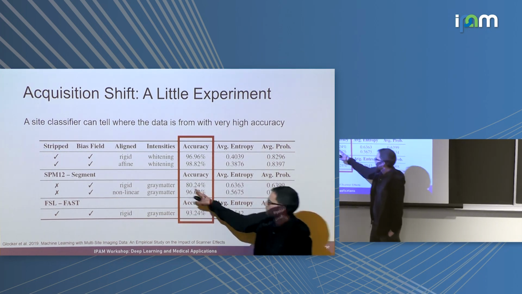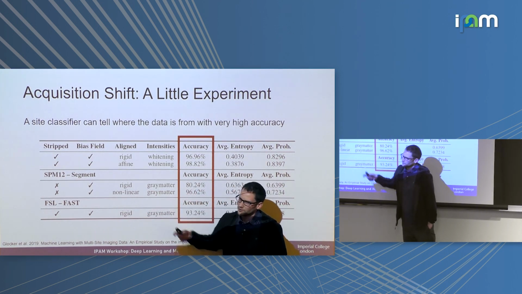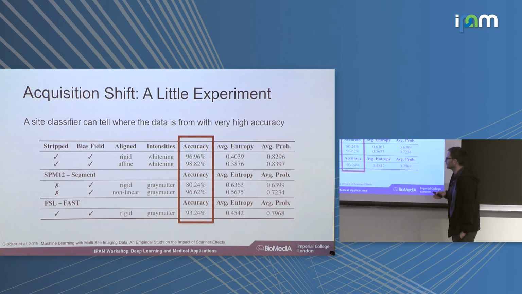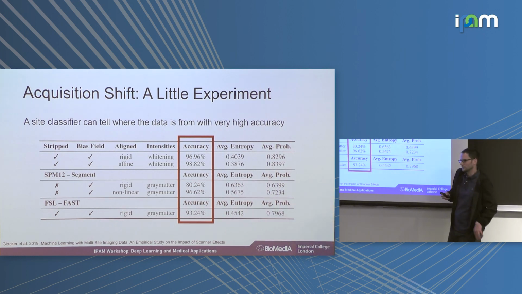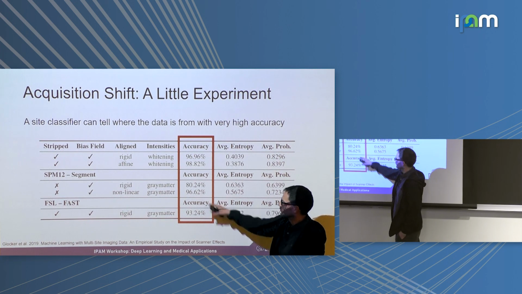In particular, this jump here from rigid to nonlinear. I believe this is coming from interpolation effects. So if there's a different SNR, for instance, between the images, or something that is being amplified when you scale the image and resample it, that seems to be encoding site differences.